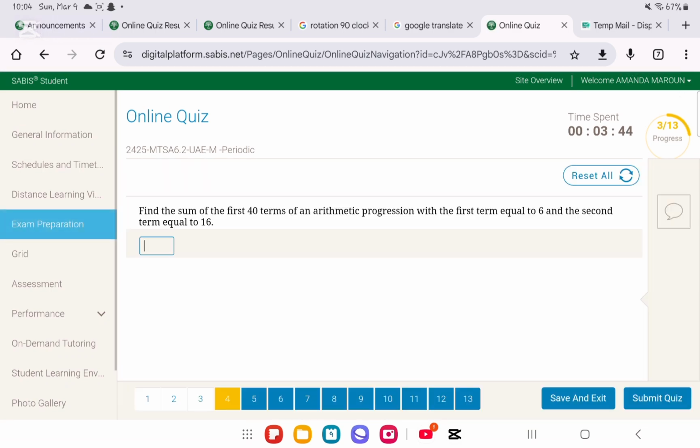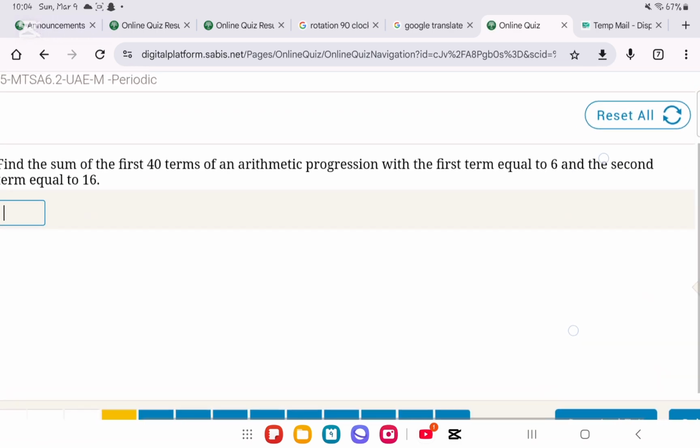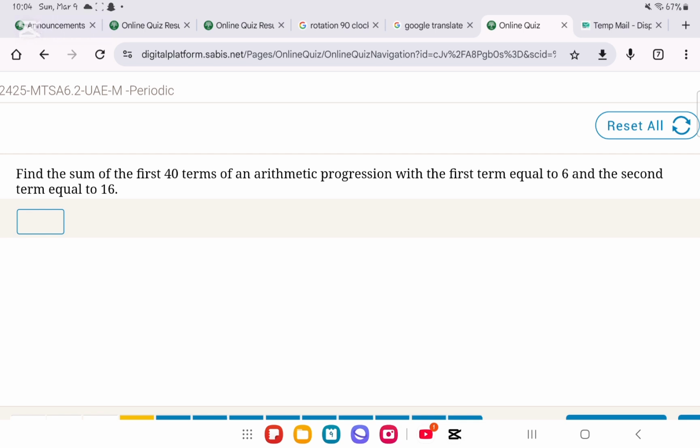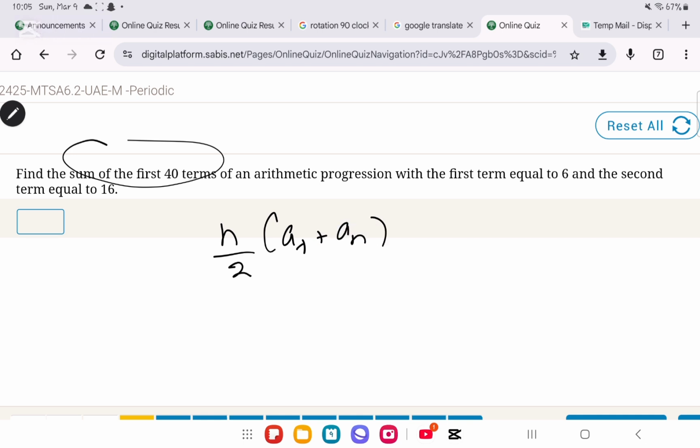We'll move on to question number 4. They said find the first 4 terms of an arithmetic progression with the first term equal to 6 and second term equal to 16. So first of all, to find the sum of the first 40 terms, we know it's going to be n over 2 times a1 plus an. We need to find an. So an, it is equal to what? It's equal to a1 plus n minus 1 times common difference d.